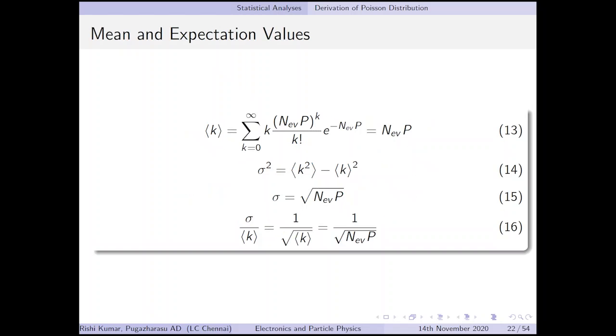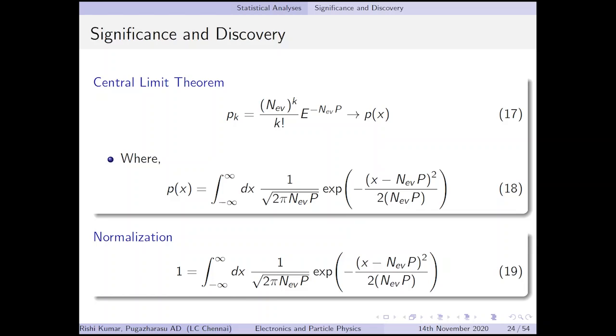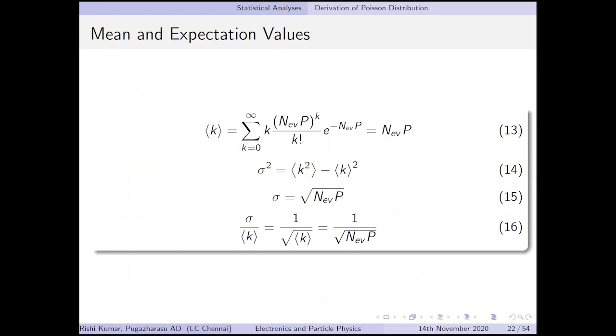And then what we also do there is the mean and expectation values, which is pretty simple. The expectation value of k is simply the number of events into the probability. And the sigma squared right here, sigma being our standard deviation, is just the root of the number of events into p, which is the probability.